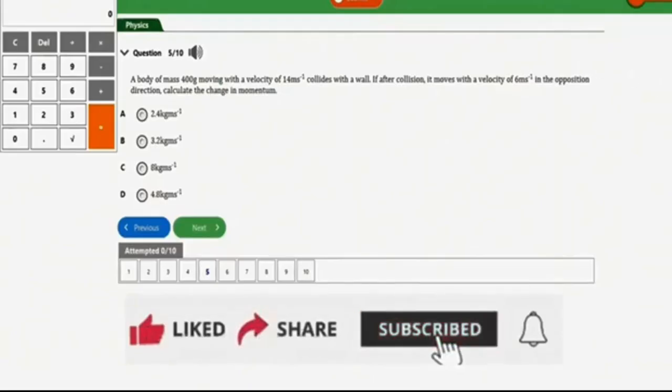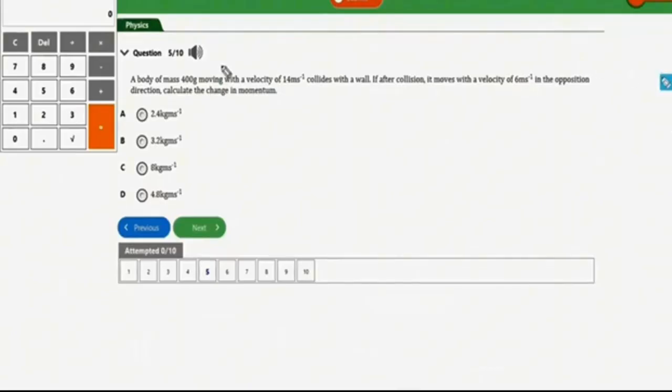Let's bring out the parameters. So we have our mass to be 400 grams.